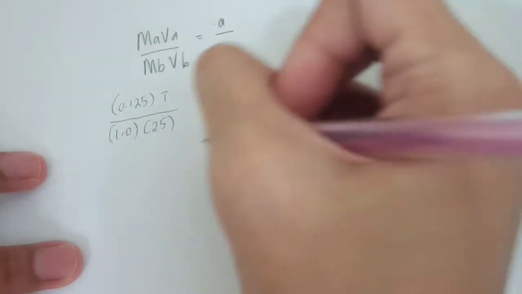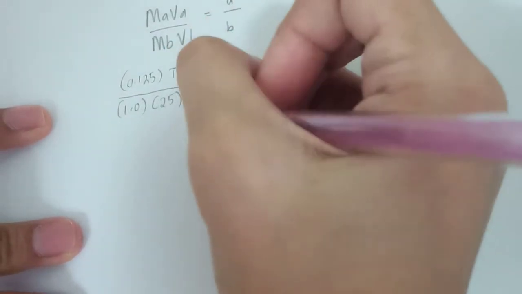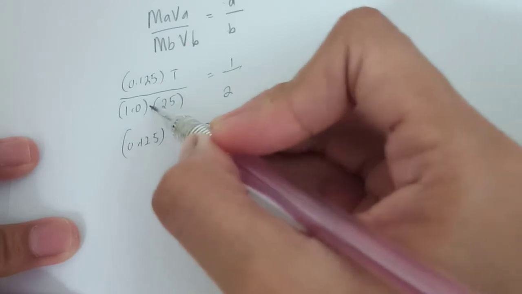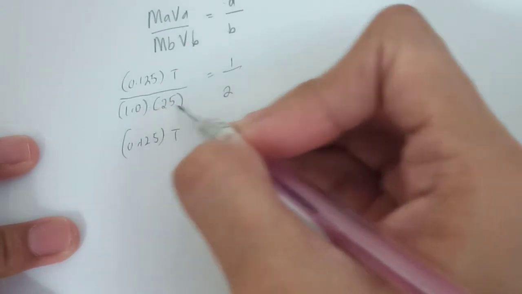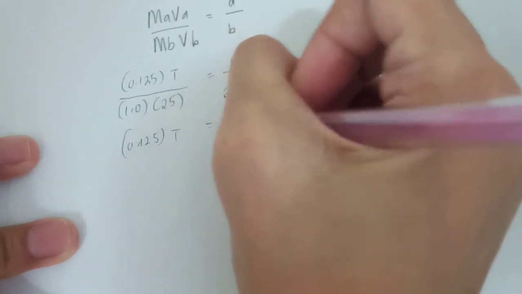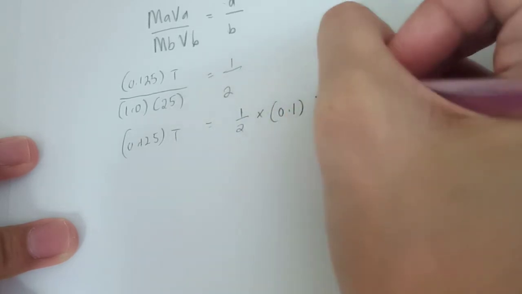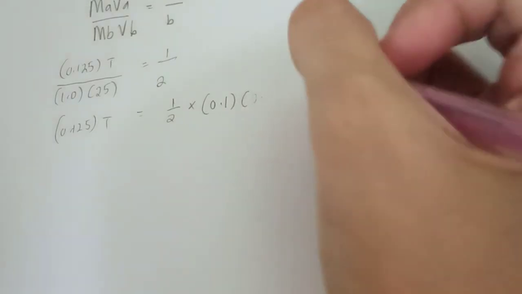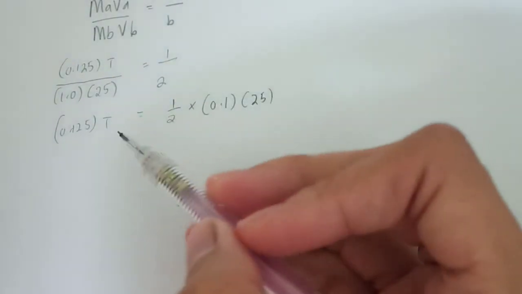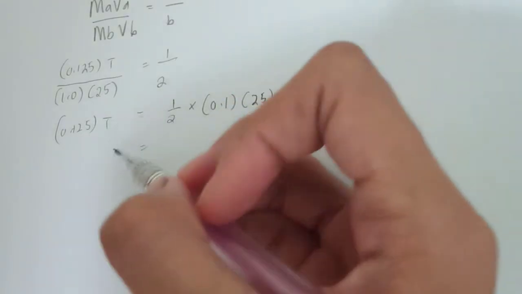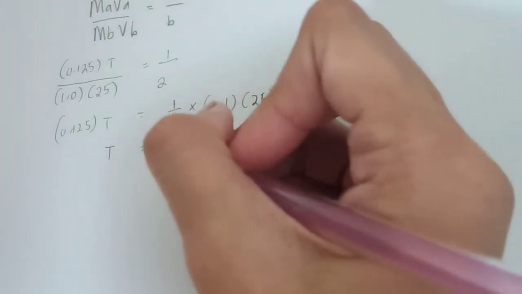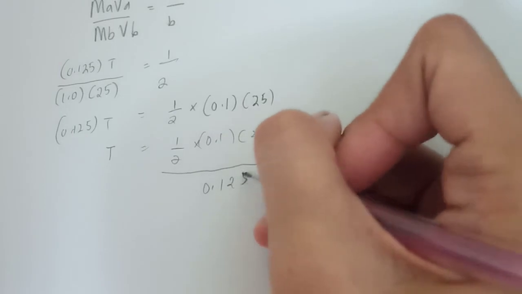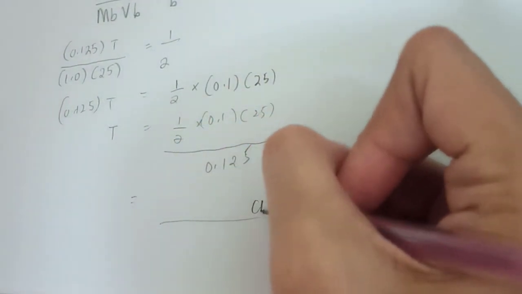Okay, so after substituting, we just move them and leave T at the left side. So move one by one. So 0.125 times T. We move the bottom part first. So divide with the MBVB. Move here becomes times MBVB. So 1/2 times 0.1 and 25. And then multiply 0.125 multiply T. We only want T only, so multiply, move here becomes divide. So 1/2 times 0.1 times 25 divide with 0.125. So you get your T value in cm cube.